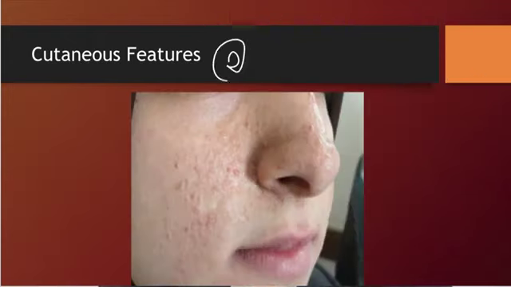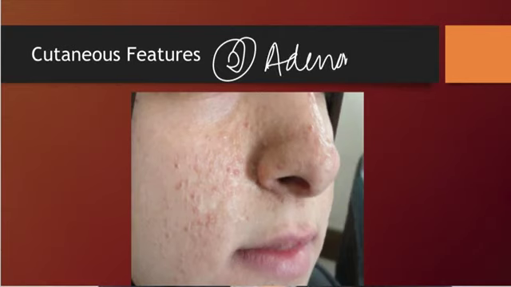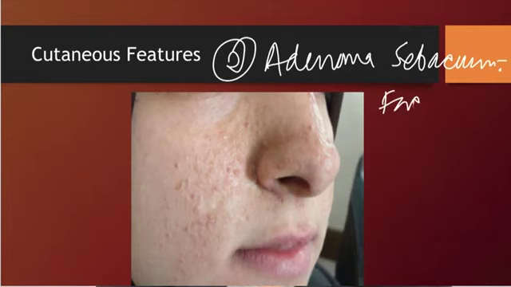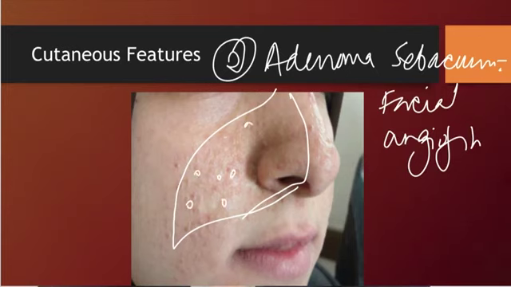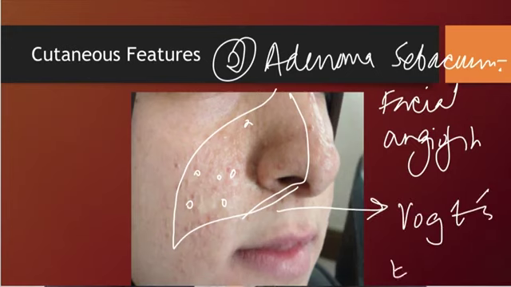Next cutaneous feature is adenoma sebaceum, also called facial angiofibromas. They occur in a typical butterfly distribution around the nose and the lip, and they appear like these tiny angiofibromas, as we know, and this is included in the Vogt triad, which is epiloia. So this is what adenoma sebaceum looks like. This can come as an image based question or a derma spotter, and it's very important to diagnose this.